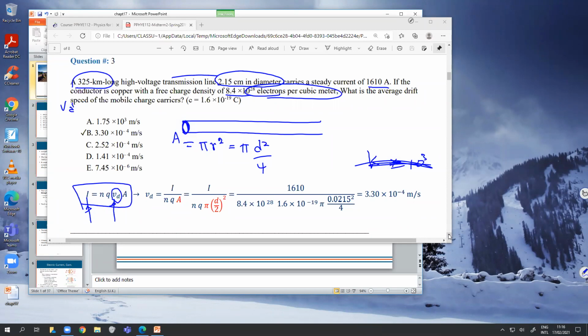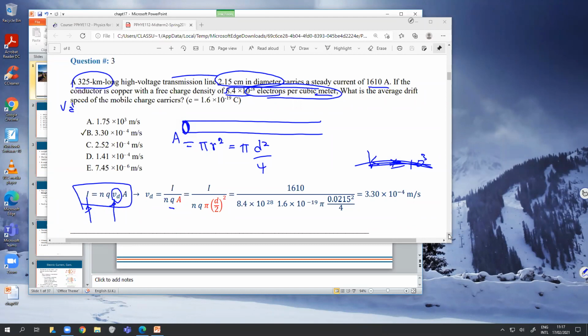What else? So n is given. So this is the n. N is the mobile charge carrier density. What is the density of this charge carrier? It is given, again, in number per cubic meter, that is in SI unit. So fine. What else we need? Q. What is the charge of one charge carrier? That is what Q is.